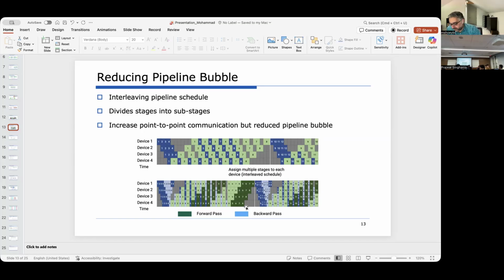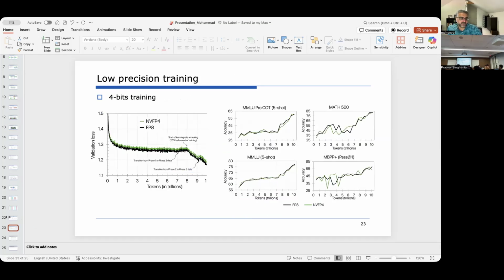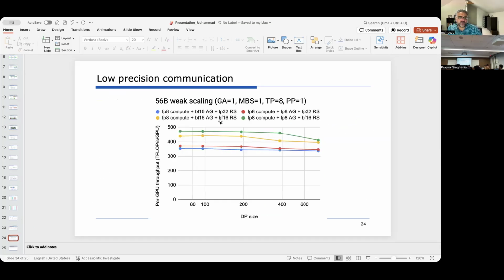For example, when I mention quantization for reduce-scatter versus all-gather: for reduce-scatter, we still do the summation in FP32. So communication happens in bfloat16, but when you do the addition, you do it in FP32.